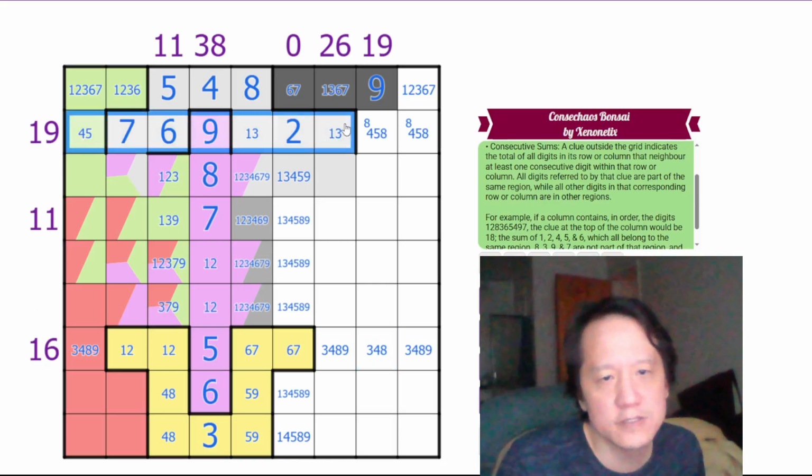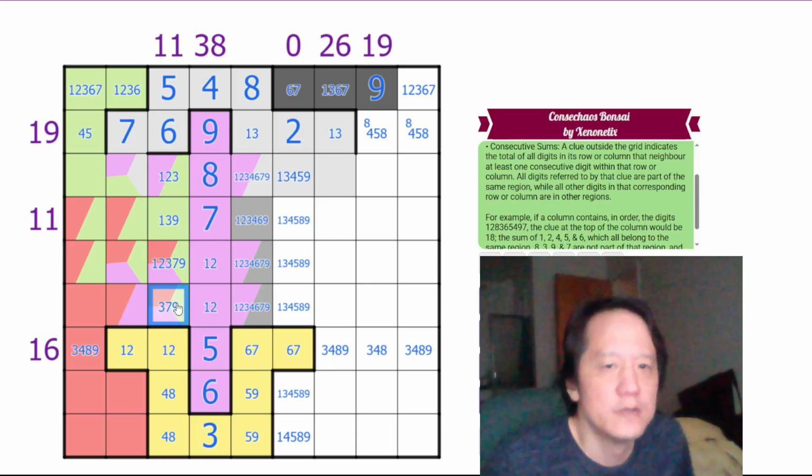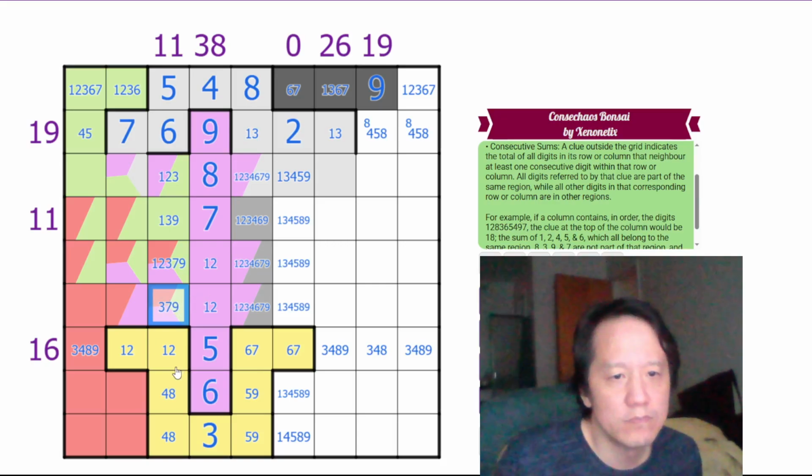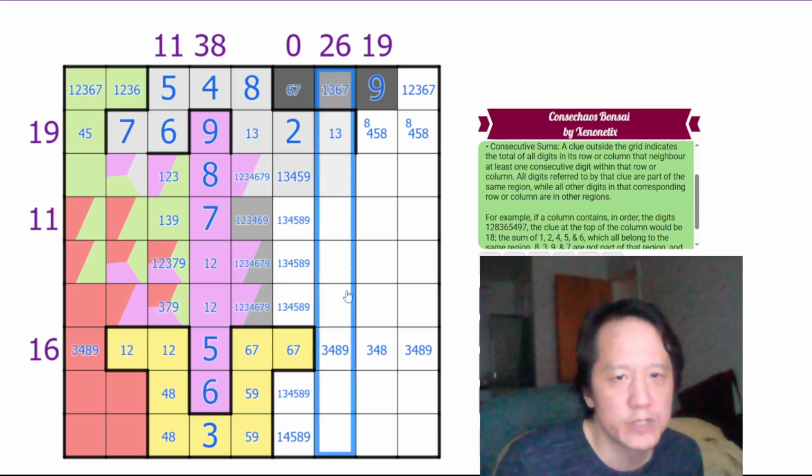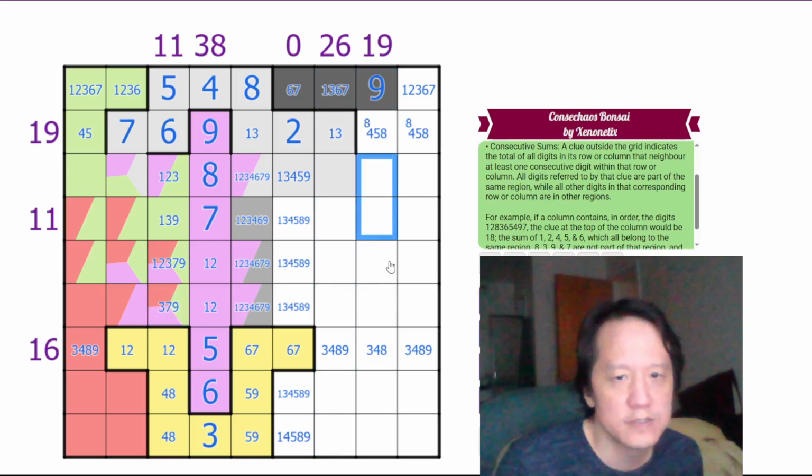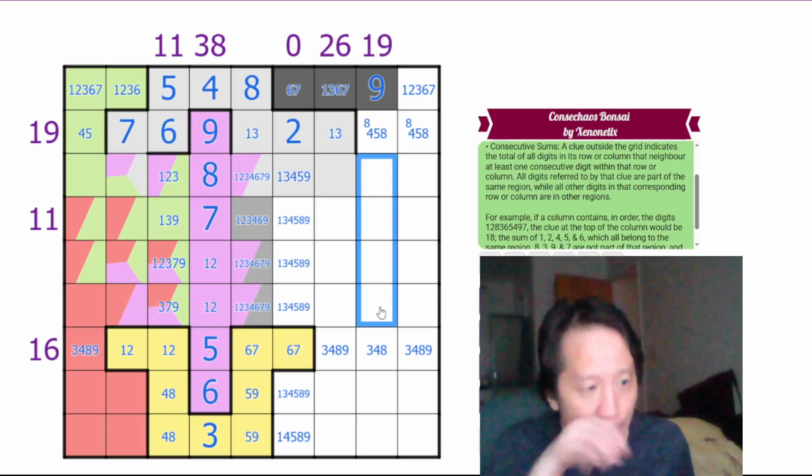Okay, so this is kind of done. We know 8's here, and then 1 of 4, 5 is here. 6 and 7 are fine there. This is 1 and 3. We have to figure out this 26 and where this region is.